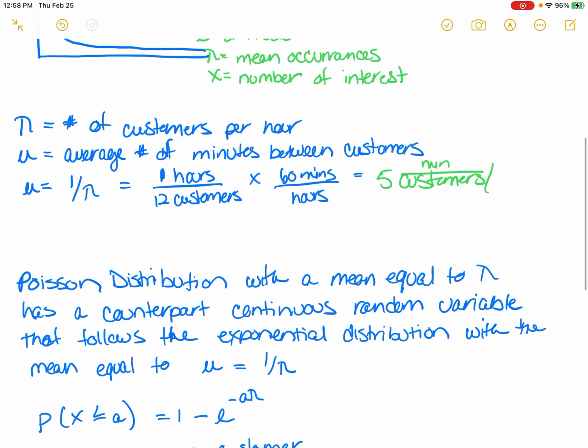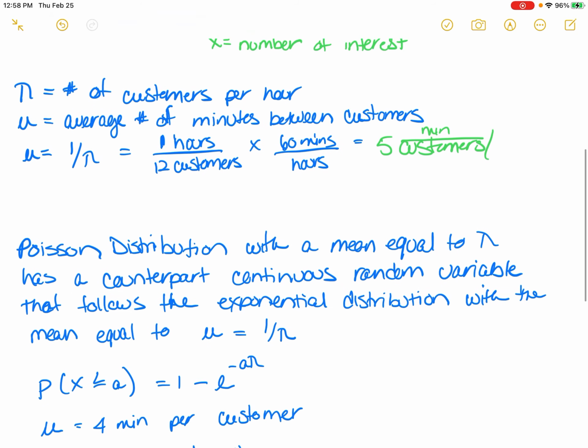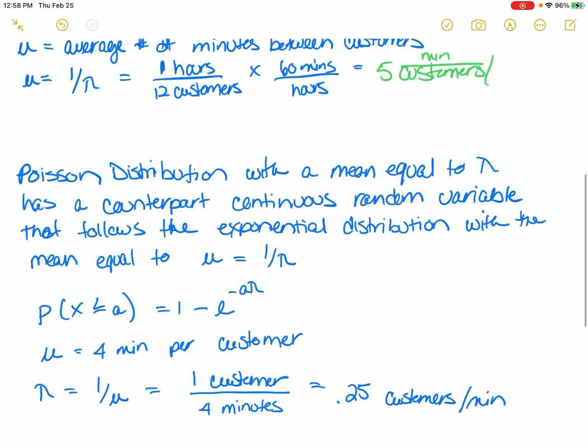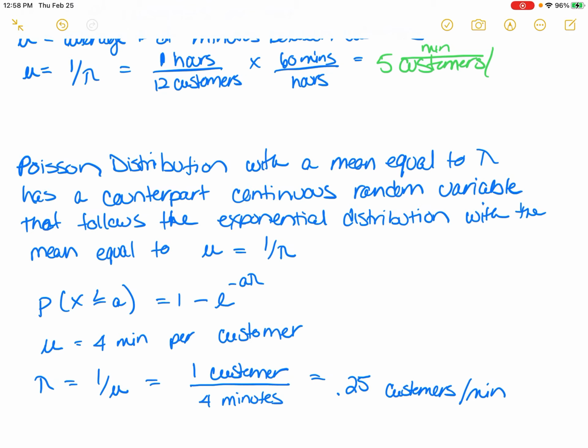All right, so let's talk about using the Poisson distribution, which is the counterpart, right? And finding the actual exponential distribution.